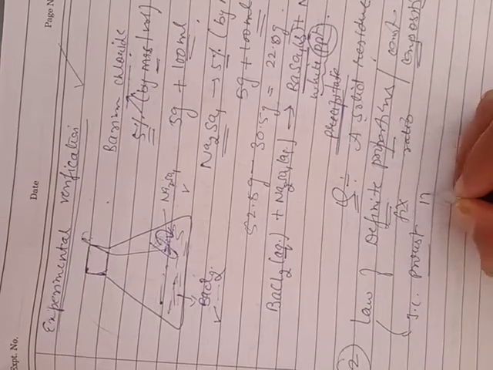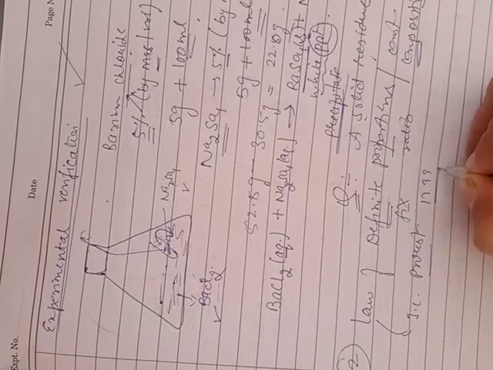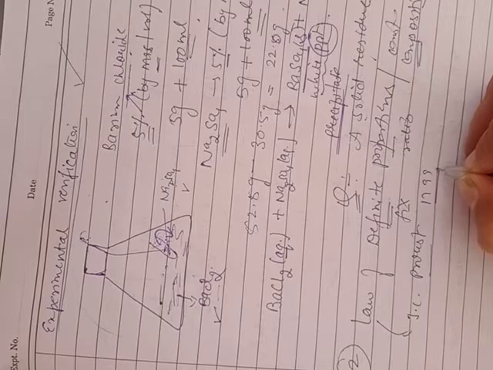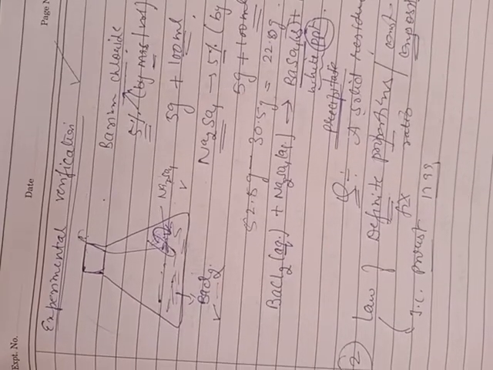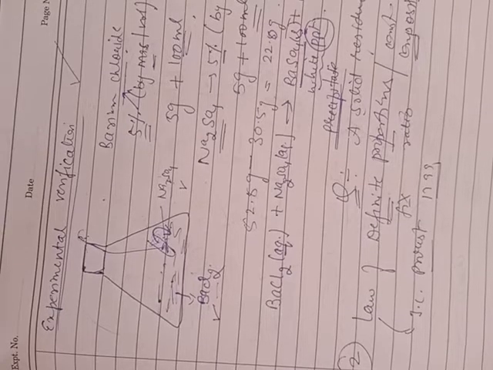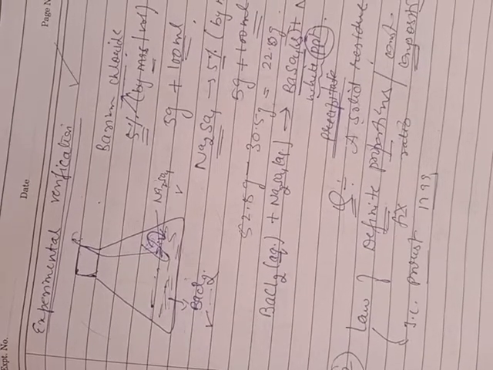Proust in 1799, and the law of conservation of mass was given by Antoine Lavoisier. This law is given by the scientist named J.L. Proust and was given in the year 1799.